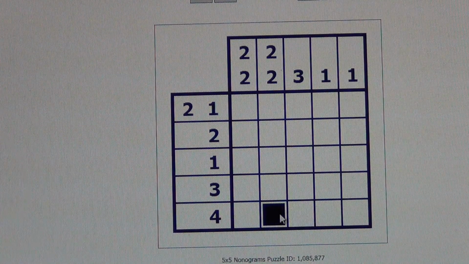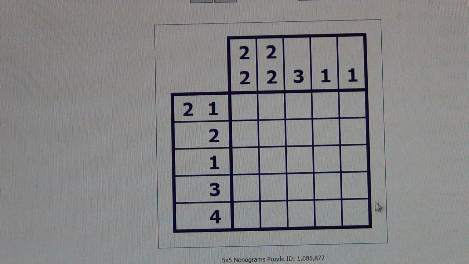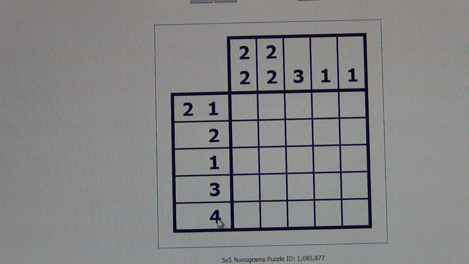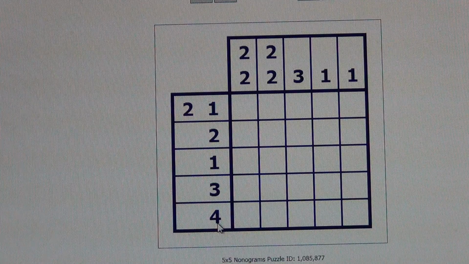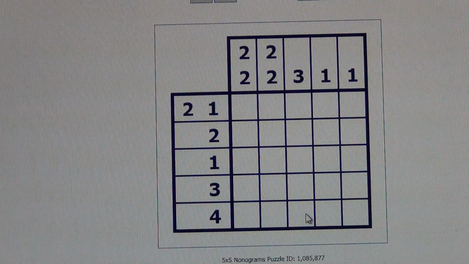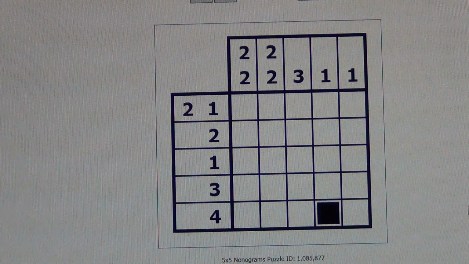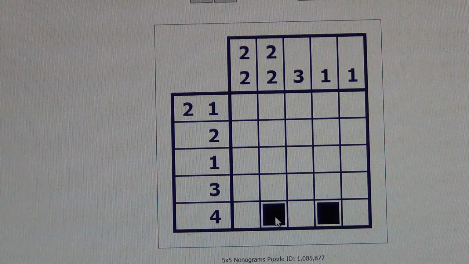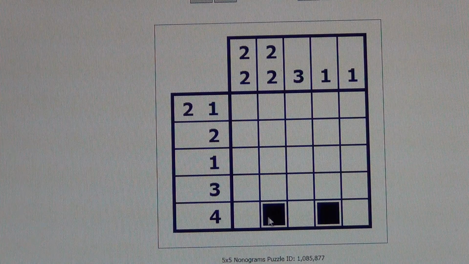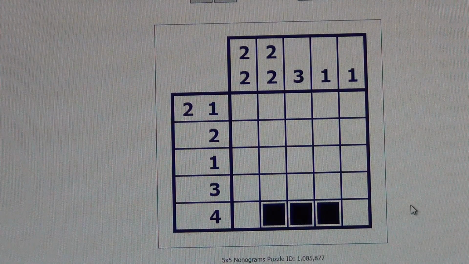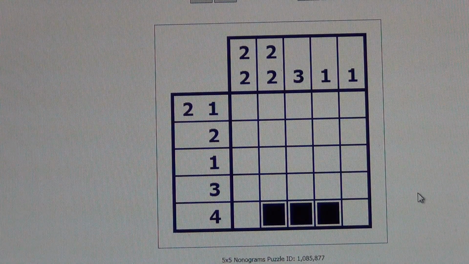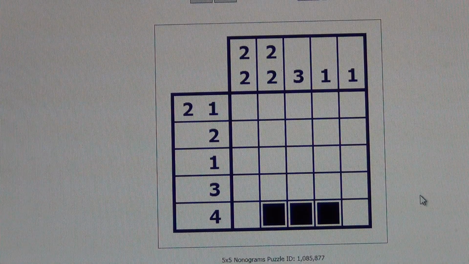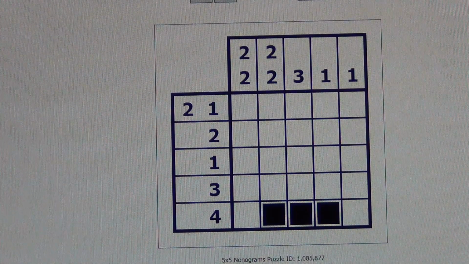Now, a nice trick I use when I want to figure out which ones have to be a certain color: if I count across 4, 1, 2, 3, 4, and then count across 4 from the other side, 1, 2, 3, 4, I know everything between those two squares has to be filled in. Now, when I get to solving larger puzzles like 10 by 10 or 15 by 15 grids, that trick really comes in handy.